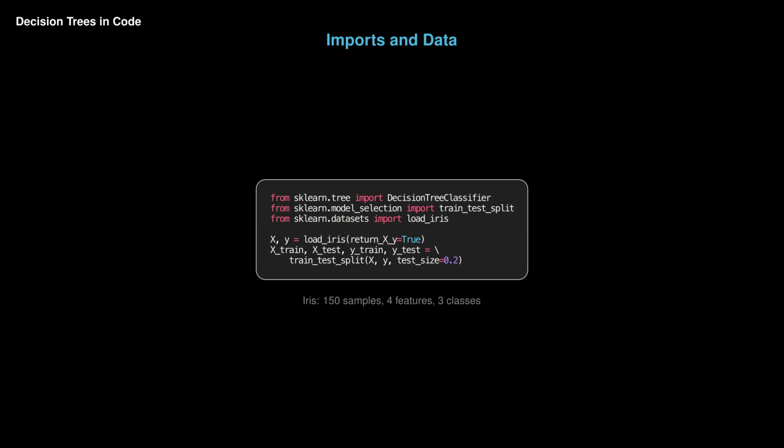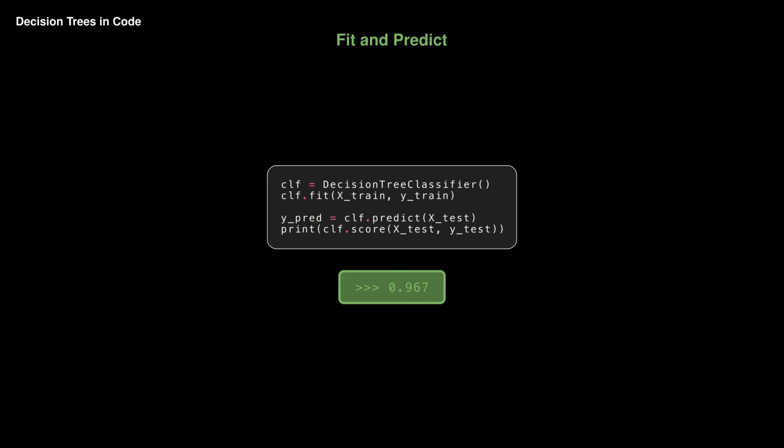Fitting is one line. We create a decision tree classifier and call fit on the training data. That is it. The tree is built. To predict, we call predict on the test data. We can also check accuracy with the score method on the iris dataset. An unpruned tree typically gets about 95 to 100% test accuracy.